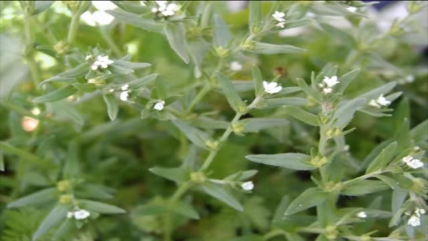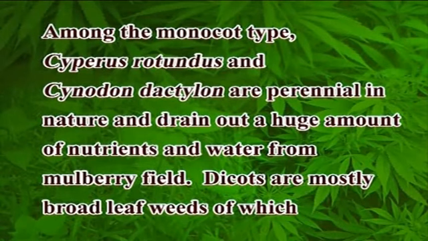With regard to mulberry cultivation, there are many types of weeds which interfere with the crop production. They can be broadly classified into monocots and dicots. Among the monocot type, Cyperus rotundus and Cynodon dactylon are perennial in nature and drain out a huge amount of nutrients and water from the mulberry field.